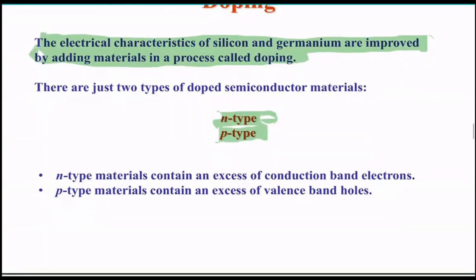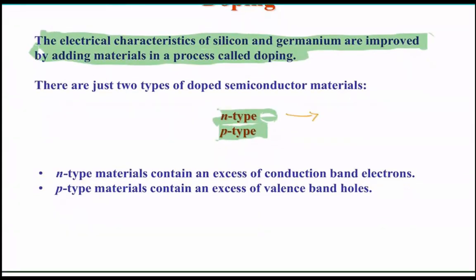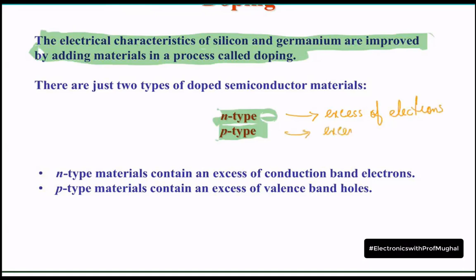So this N-type material is associated with the excess of electrons. Okay, excess of electrons. And then this P-type means the excess of holes. Okay, now before I move, I also want to explain to you what is the difference between electrons and holes.